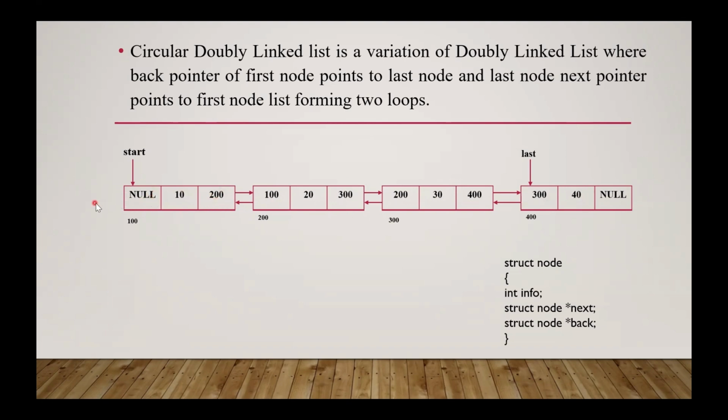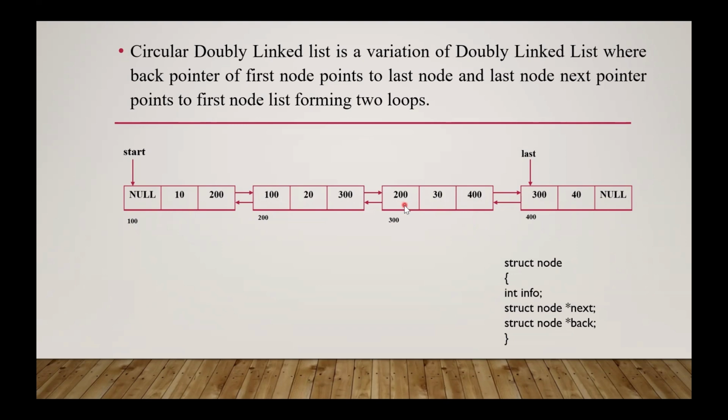In a doubly linked list, the first node's previous is always null, so that points to the null value. This is the address of the second node, that is 200. The third node address is 300, so it stores 300 here. This node stores the previous node address, that is 100. So this is the third node.